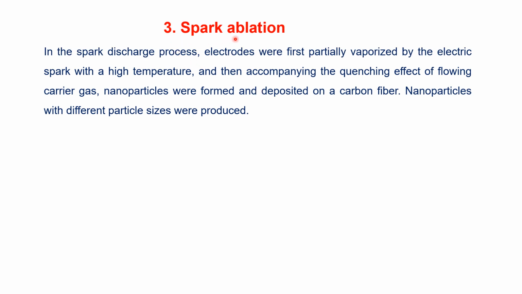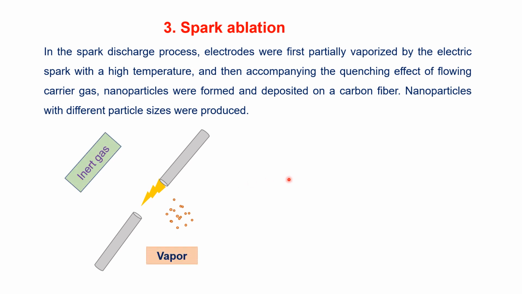The third physical method is spark ablation. It is a bottom-up approach in which vapors will be produced and undergo self-assembly and produce nano-size material. In the spark discharge process, electrodes are first partially vaporized by the electrical spark application of high voltage at high temperature, and the vapors will be produced.